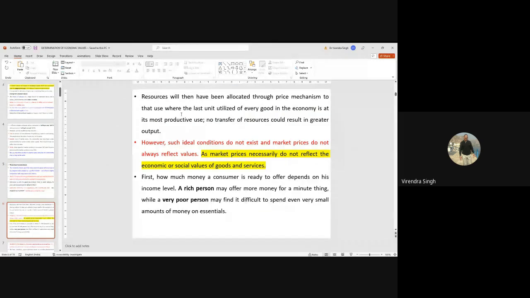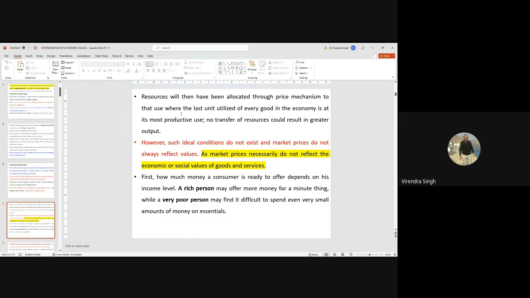Resources will then have been allocated through the price mechanism. It is the price which guides the allocation of resources from one industry to another industry, from one sector to another sector. So when the economy is not in equilibrium, such movements are possible. Once the economy has reached a situation where no economic agent or aggregate of economic agents has an incentive to change its economic behavior, then this reallocation of resources is not possible. So prices help guide the resources to be engaged for economic activities.